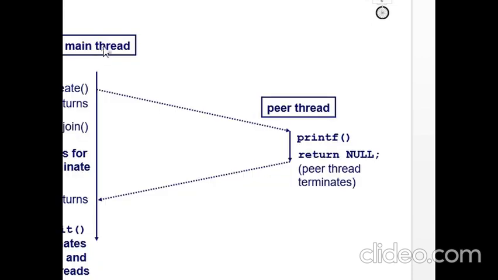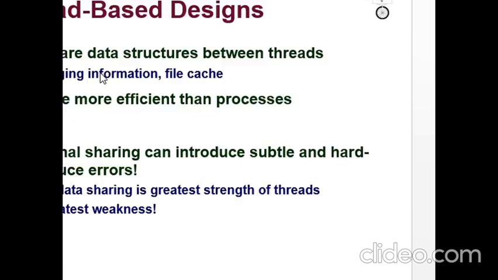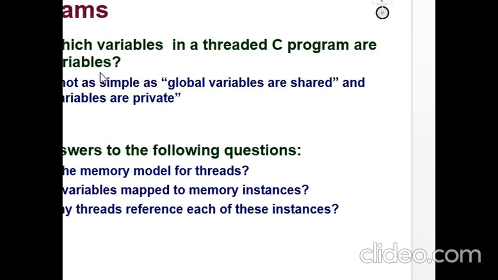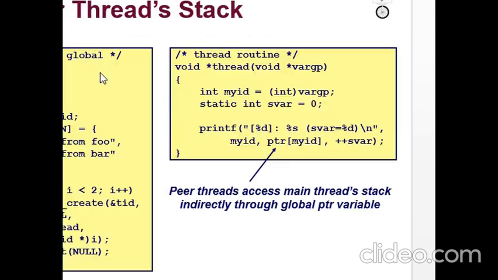Execution of a thread: hello world. Create a new thread, then exit. The shared variables in threaded C programs: which variables in a threaded C program are shared variables? What is the memory model for threads? An example of a thread accessing another thread's stack.